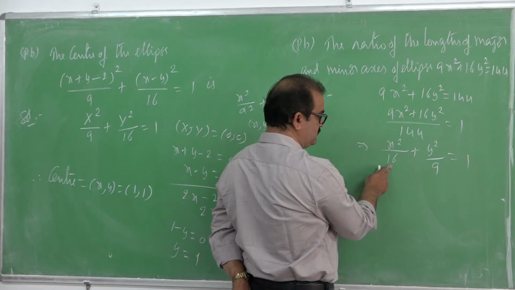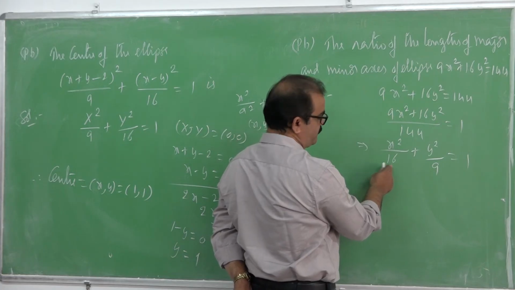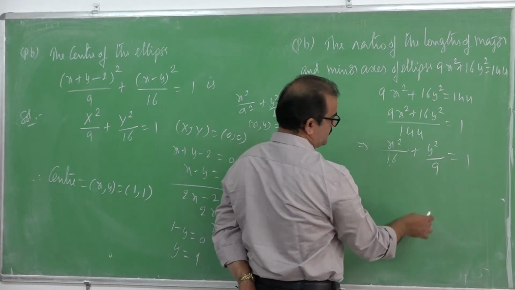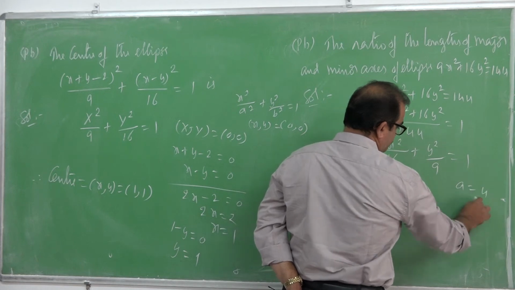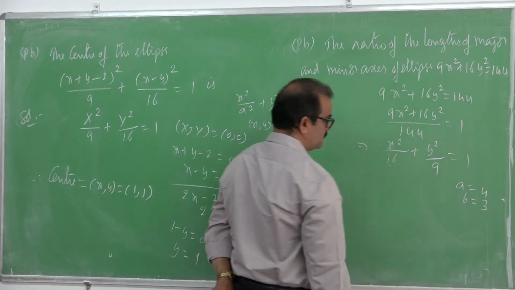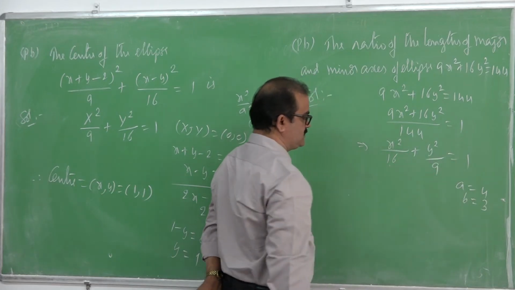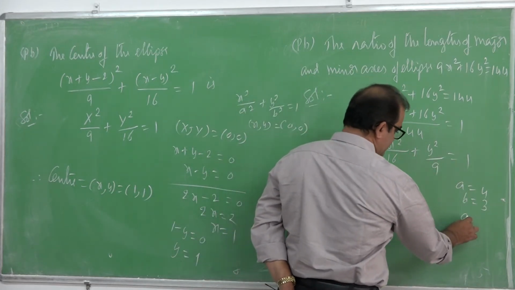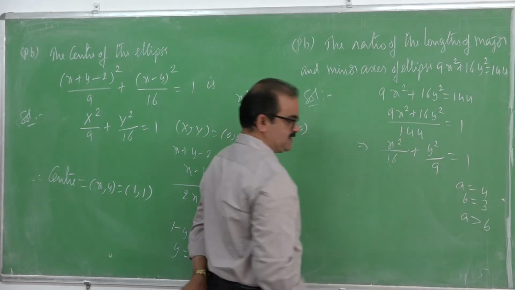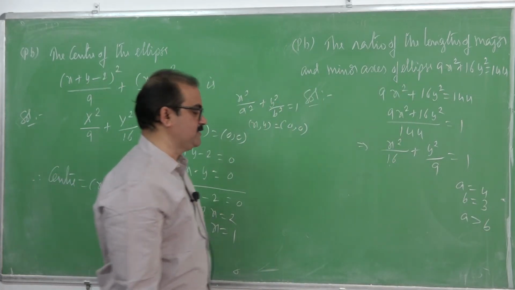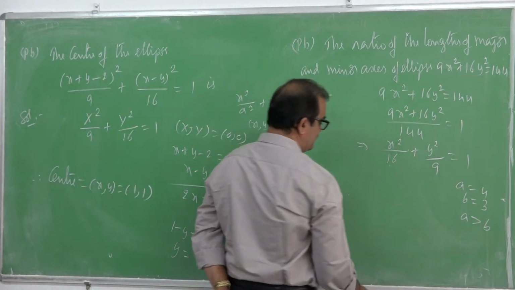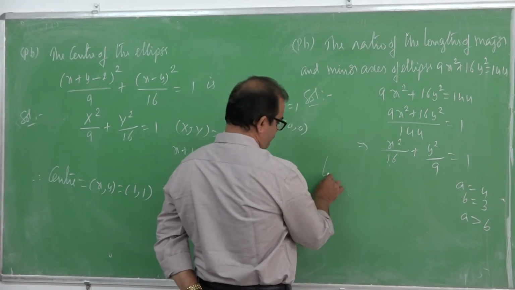What is the a value? a is equal to 4, b is equal to 3. Compare with x square by a square plus y square by b square is equal to 1. Here a is greater than b. It is in standard form and a is greater than b. If a is greater than b, what is the length of major axis?